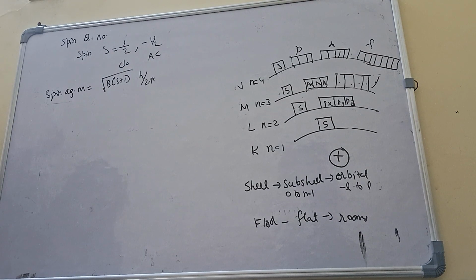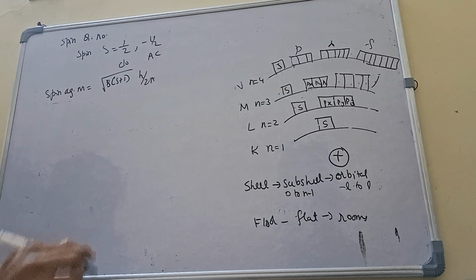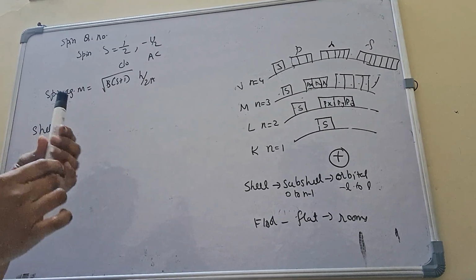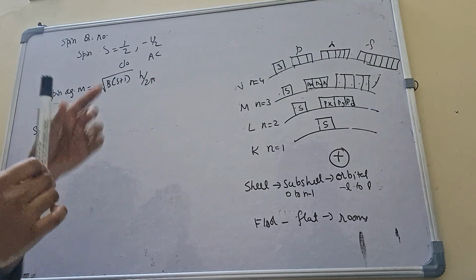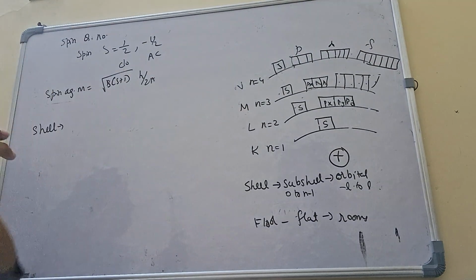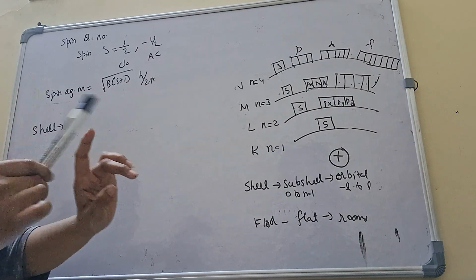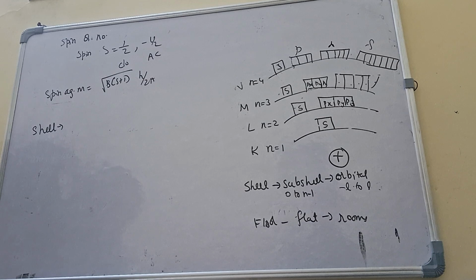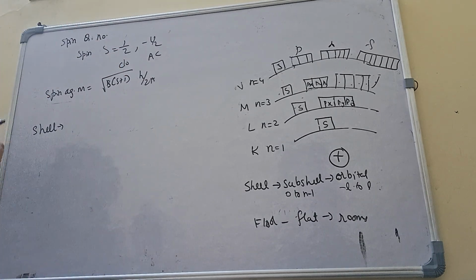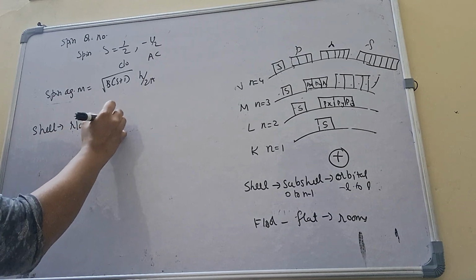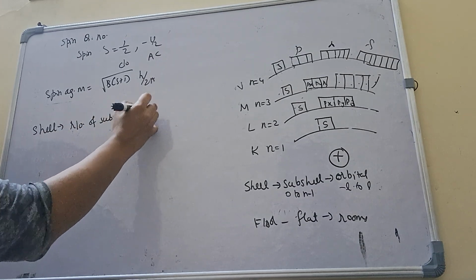Okay, so let's summarize this. If you're saying there are two electrons in one room, that is, your s room has got two electrons, the electrons will keep spinning. One of them will be spinning clockwise, one of them will be spinning anti-clockwise, and we give the values accordingly.